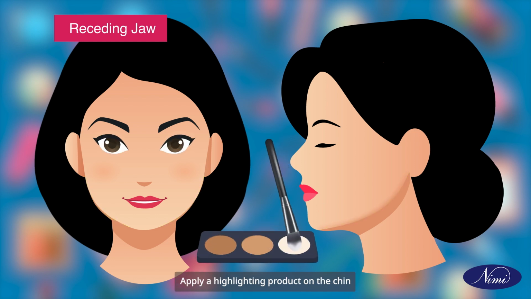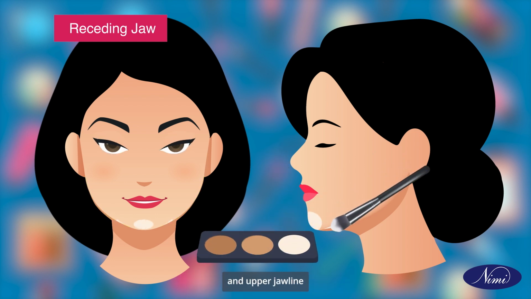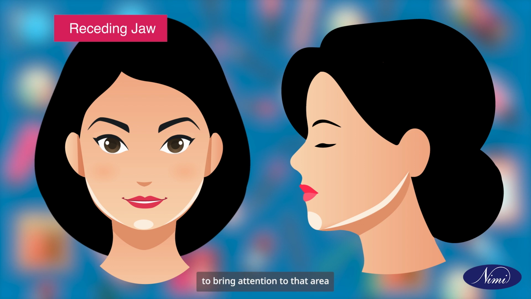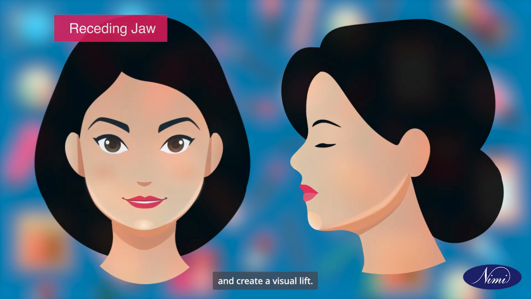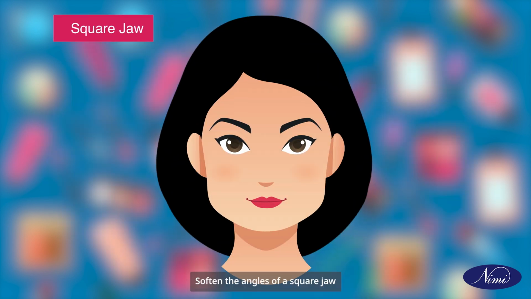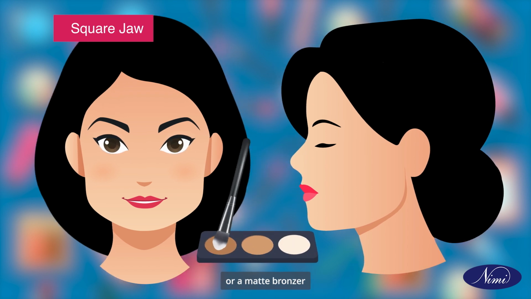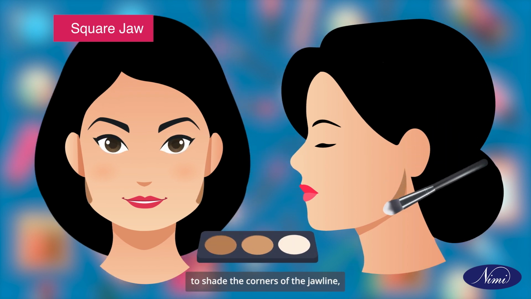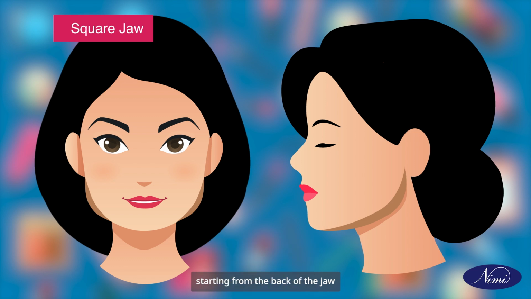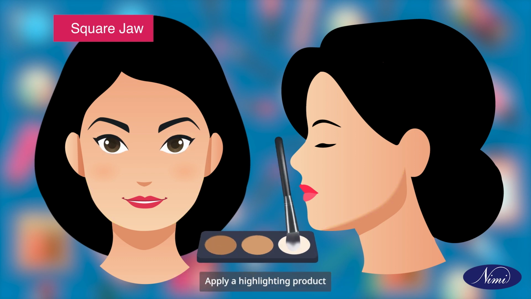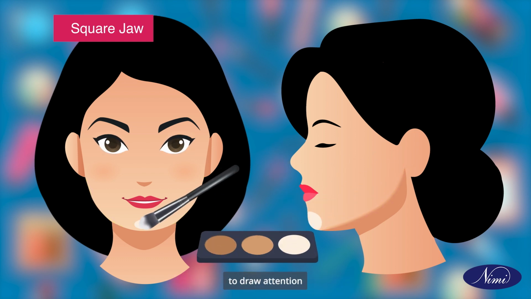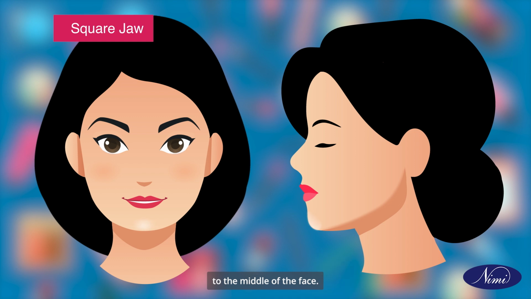Apply a highlighting product on the chin and upper jawline to bring attention to that area and create a visual lift. Square jaw. Soften the angles of a square jaw by using a contouring product or a matte bronzer to shade the corners of the jawline, starting from the back of the jaw and blending towards the chin. This technique helps create a more rounded and less angular look. Apply a highlighting product on the center of the chin to draw attention to the middle of the face.